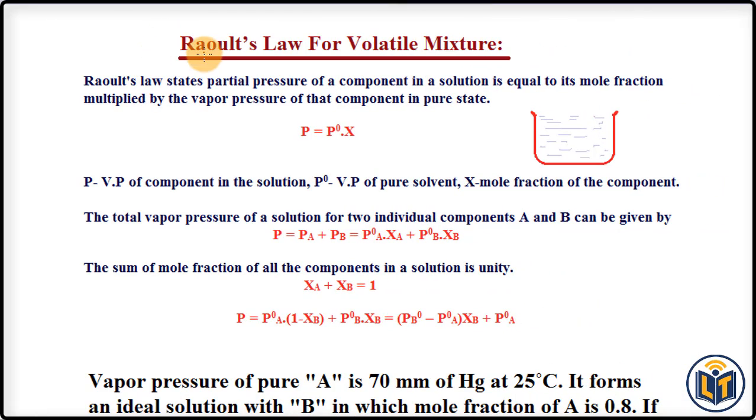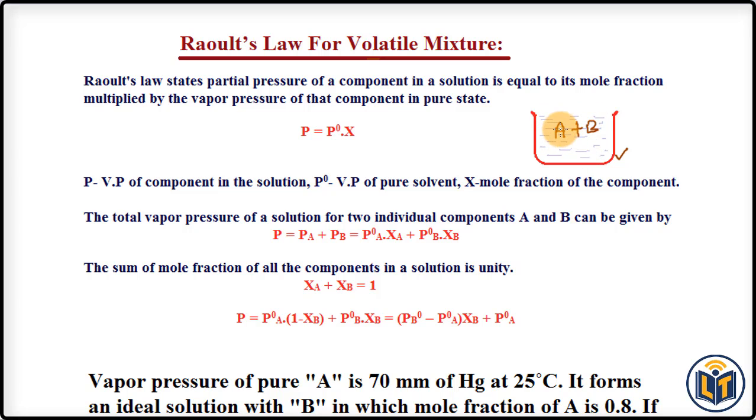Hello students, in this video I will discuss Raoult's law for volatile mixtures. A volatile substance is a substance which has a greater tendency to evaporate. Assume that this solution is composed of two volatile components, A and B.